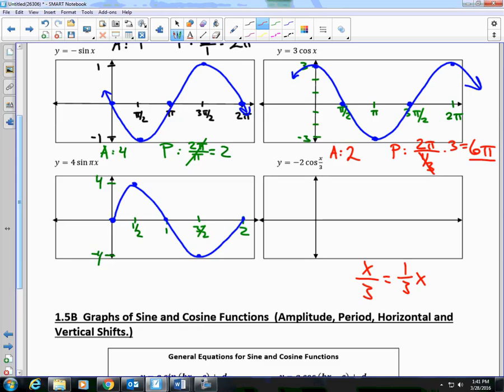So I'm going to mark off my amplitude, 2 and negative 2. 6 pi. 6 pi divided by 2? 3 pi. 3 pi divided by 2? 3 pi divided by 2 is the same thing as 3 pi divided by 1/2, right? So I'm just going to write that as 3 pi over 2.